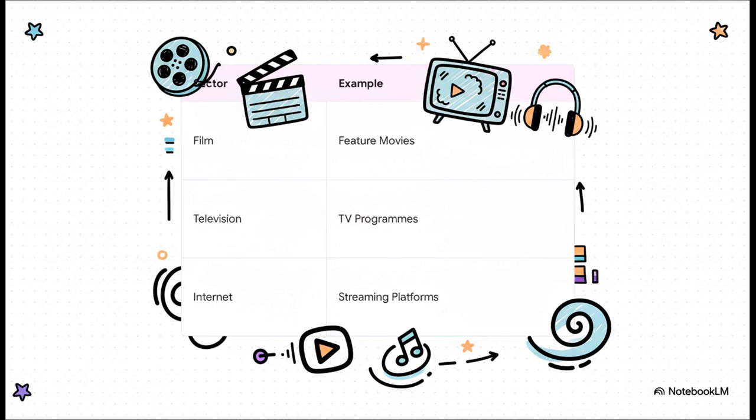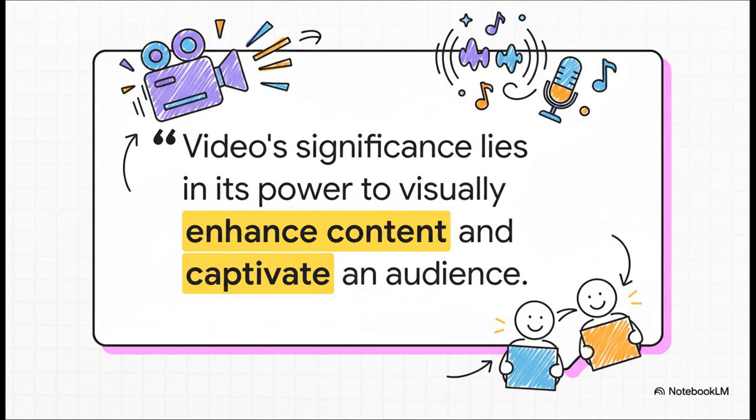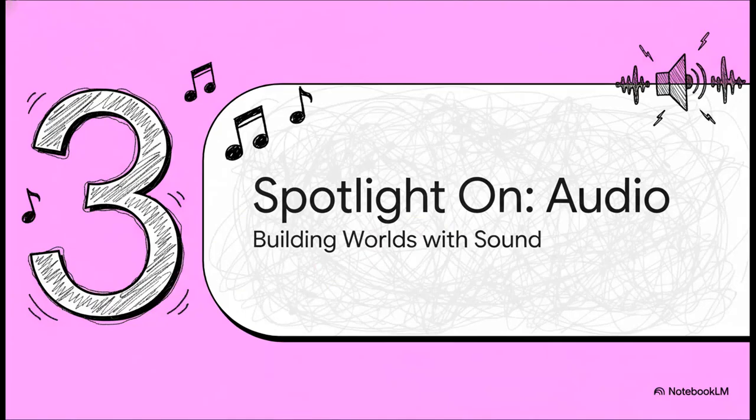In the film world, it gives us feature movies. On television, it's the dramas we get hooked on. And on the internet, well, it's the constant stream of content from a million different platforms. But what's video's superpower? It's all about its ability to grab us visually. It has this incredible power to take any content and just completely captivate an audience, making a story truly come alive.